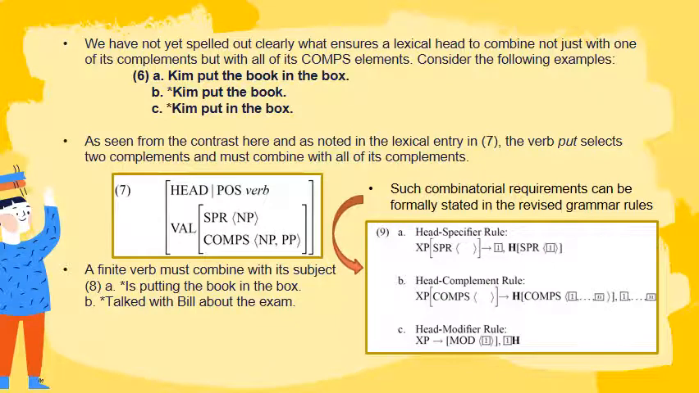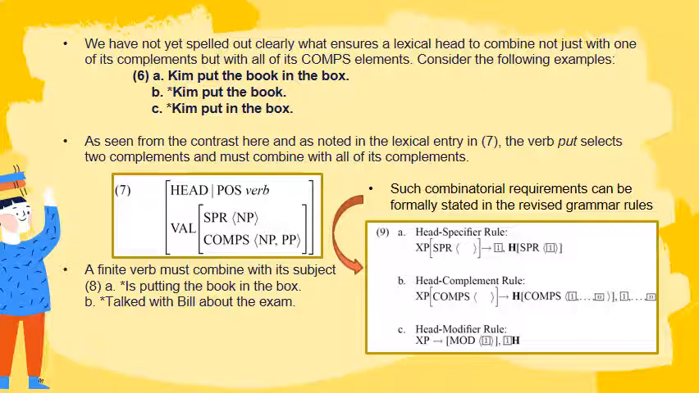We have not yet spelled out clearly what ensures a lexical head to combine not just with one of its complements but with all of its complement elements. Consider the following example. A. Kim put the books in the box. B. Kim put the books. C. Kim put in the box.